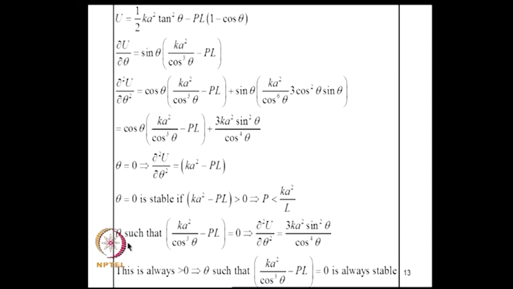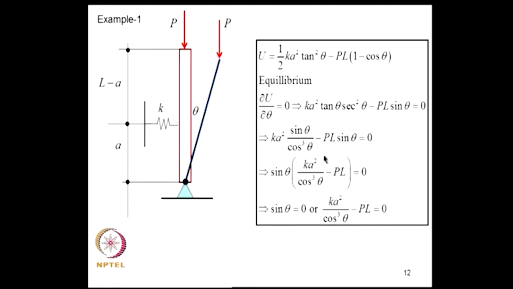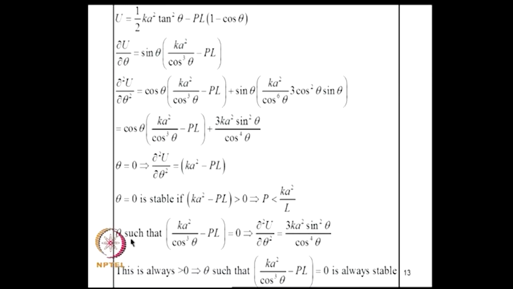Now, if theta is emanating from the second branch, then I have theta which satisfies this equation. If you look at the expression for dou square u by dou theta square, there is a term which is exactly equal to this, and that is 0, and I am left with this term. Therefore, dou square u by dou theta square for theta which satisfies this condition is given by this. Now, this quantity is always positive. You can see here K is positive, A square is positive, sin square theta is positive, cos to the power of 4 theta is positive. This would mean that any theta that satisfies this equation is always a stable equilibrium point.